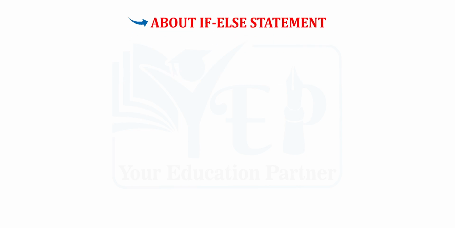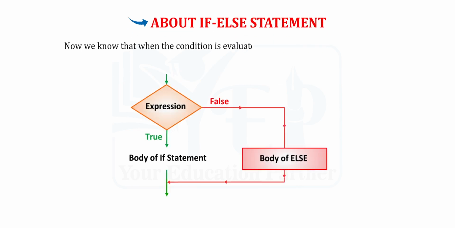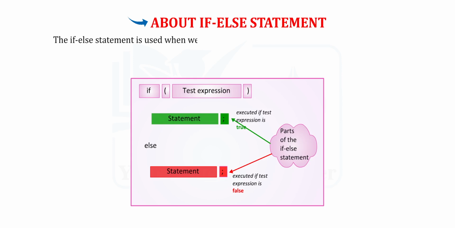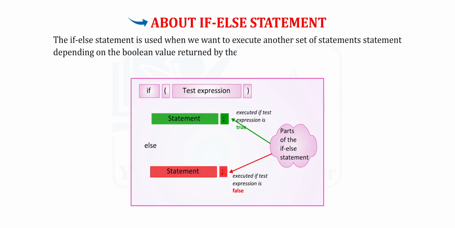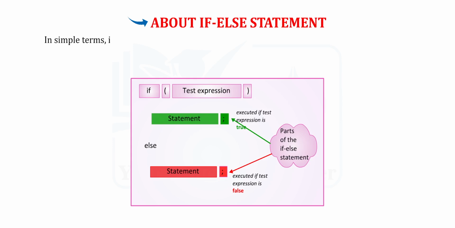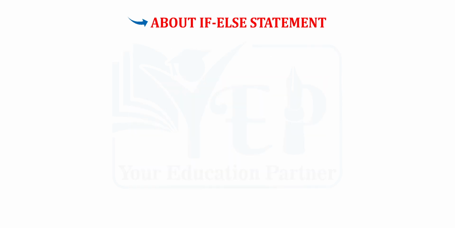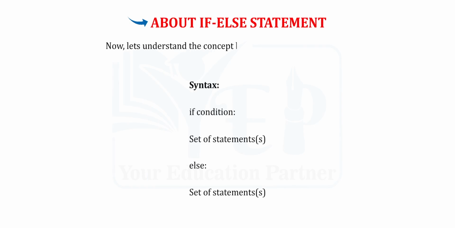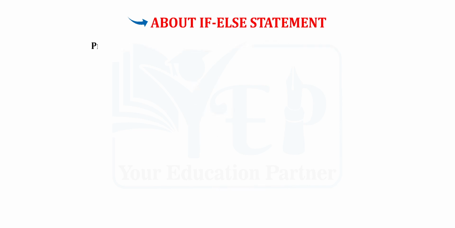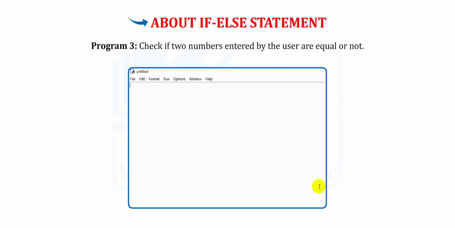About the if-else statement. Now we know that when the condition is evaluated, it can either return true or false. The if-else statement is used when we want to execute another set of statements depending on the Boolean value returned by the if condition. In simple terms, if the condition returns true, then statements written after the if statement execute. If the condition returns false, then statements written just after the else execute. Now, let's understand the concept better with the same example. Program 3. Check if two numbers entered by the user are equal or not.